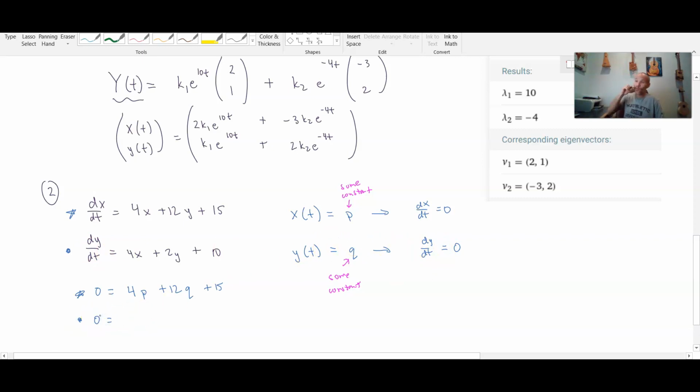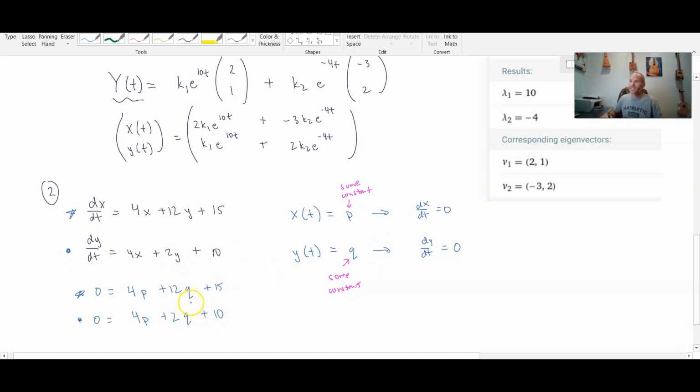Now, there's no guarantee this is going to work out, but so far, we can argue that you can find a constant p and another constant q such that when you multiply one by 4, the other by 12, add them together, and add 15 to that result, there's going to be some p and q that will allow you to get 0. And at the same time, 0 from dy/dt has to equal 4 times the x, which we've guessed to be some constant p, plus 2 times y, which we've guessed to be some constant q, plus 10.